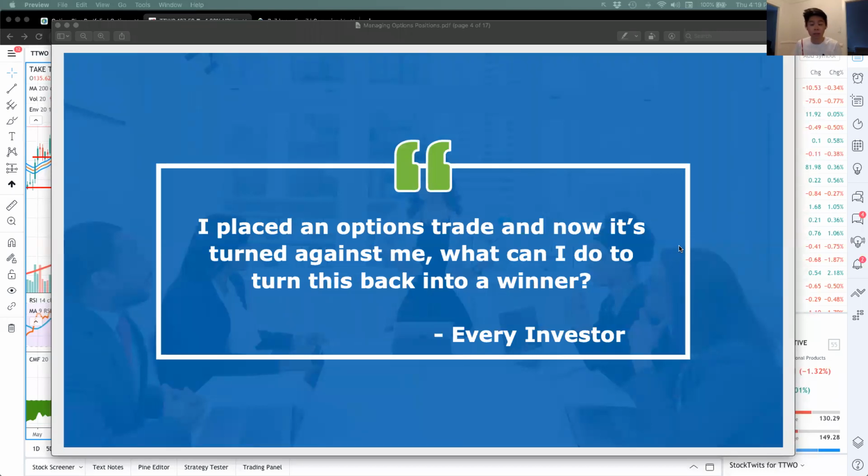And if you can relate to this, please type 1 into the chat window if you've ever been in this type of scenario. And I think every one of us that's a trader can relate to this, right? We've placed an options trade, it doesn't work out, and we're trying to figure out a way, how do we get back to break even?